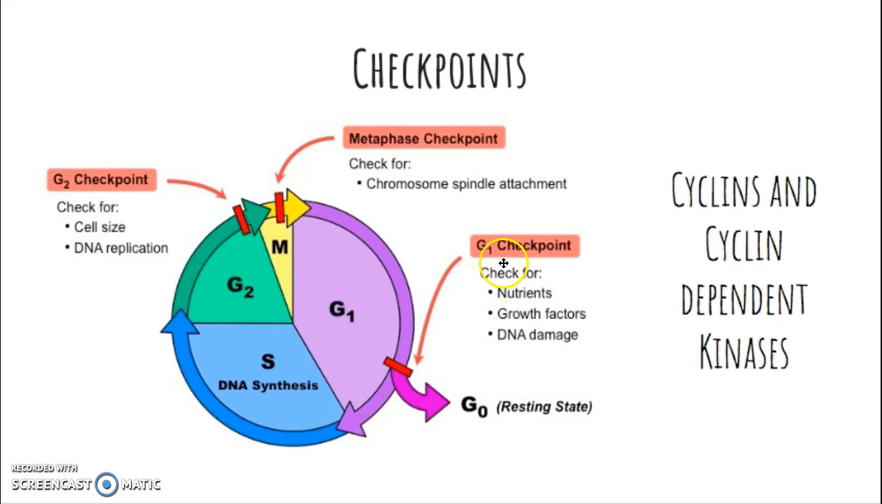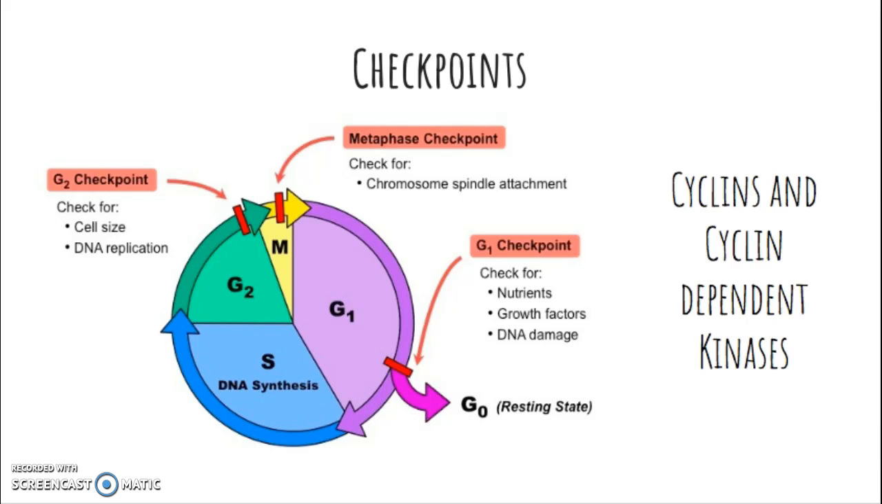So, the first checkpoint right here, which is G1, checks for nutrients, growth factors, and DNA damage. The next one is S, then it goes on to G2, which is the other checkpoint that checks for cell size and DNA replication, since in the S they're replicating. And then finally, right before the cell splits, you have the M checkpoint, and it checks to make sure all the chromosomes are attached to the spindle.